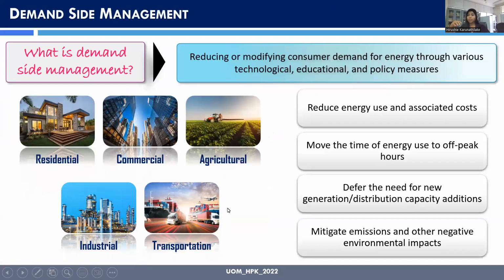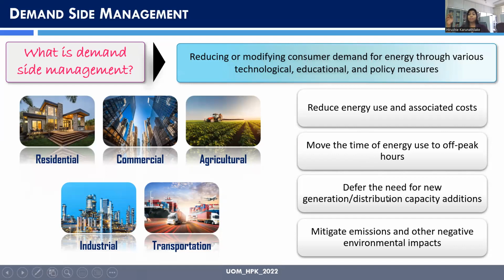Now, like we discussed, we can go for demand side management or we can replace the supply with renewables. So what is demand side management? We try to reduce or modify the consumer demand for energy through different technological, educational, and policy measures. These can be applied in the residential, commercial, agricultural, industrial or transportation sectors. But what we essentially try to do is reduce energy use and the associated energy costs by various technical, educational, or policy measures. We may also try to move the energy use to off-peak hours by using, let's say, time of use tariffs. We try to discourage energy use in peak hours.